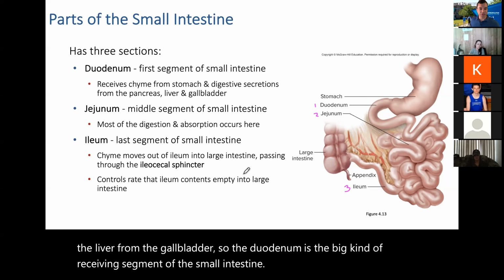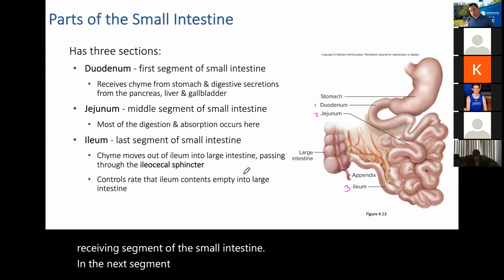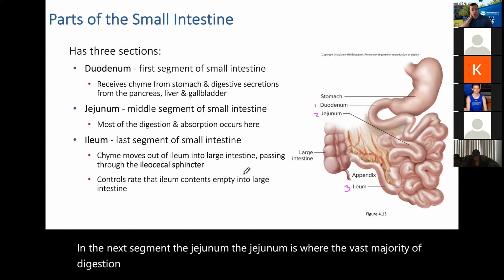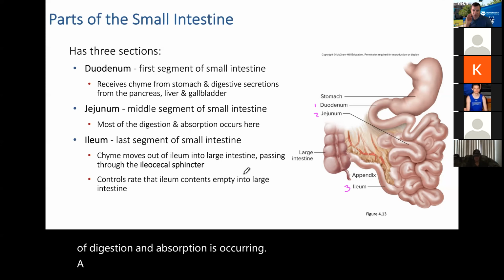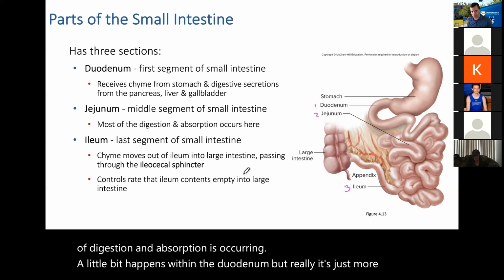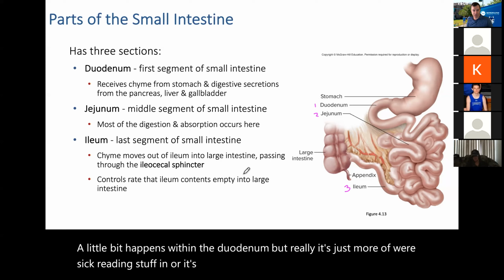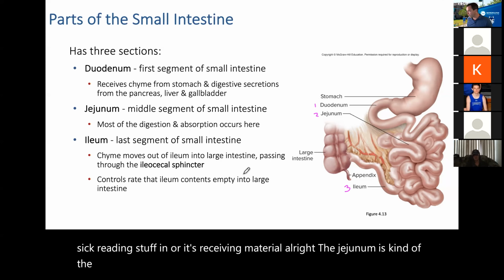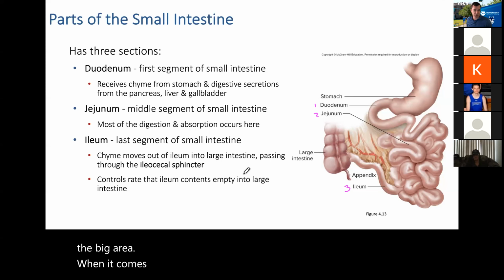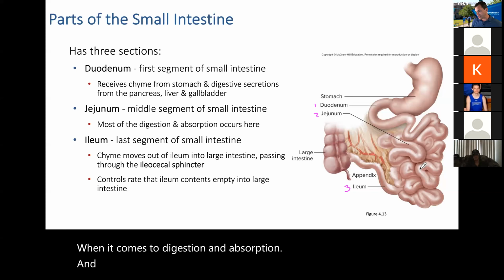In the next segment, the jejunum. The jejunum is where the vast majority of digestion and absorption is occurring. A little bit happens within the duodenum, but really it's just more of we're secreting stuff in or receiving material. The jejunum is kind of the big area when it comes to digestion and absorption. And it is all of this.